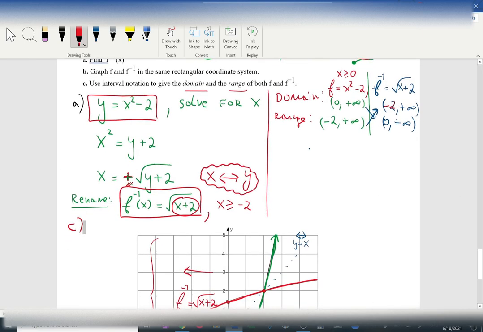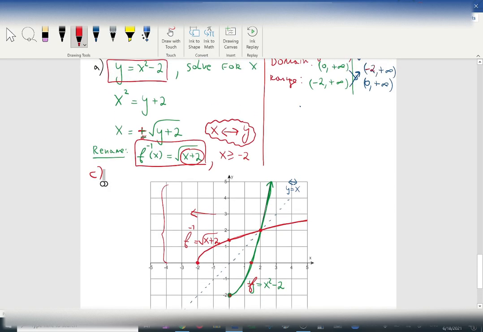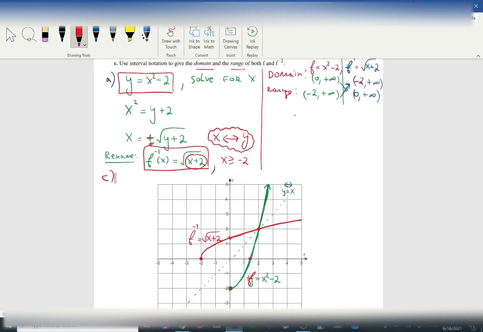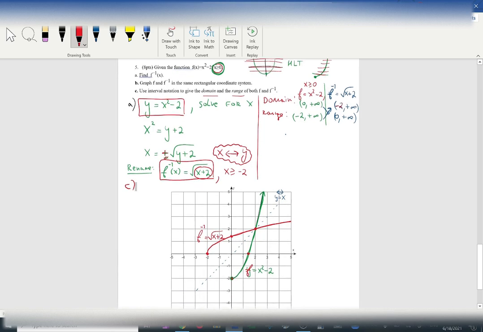Question B asks us to draw both graphs, and here they are. You can draw it either using the understanding of the graph transformations. The first function was shifted down by 2. The second function is the square root function shifted to the left by 2. Or you can use the reflection idea, just like I did: y equals x, and then you reflect the quadratic function using the line y equals x as a mirror. And that's how you work with inverse functions. That's how you find them, draw them, and also analyze their range and domain.